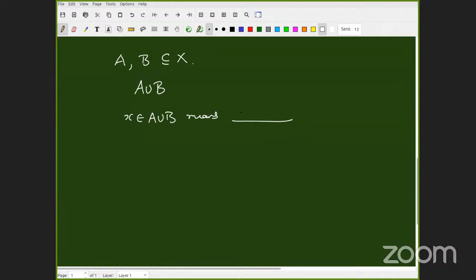X belongs to A or X belongs to B. Very good. Or X belongs to B. With one more condition also there. Where X will be? A or B, okay. If it is in A, then it is in X, right? It follows actually. So I want to describe it as a subset, right? Do you know A and B are subsets of X? Then A union B should also be a subset of X, right? So therefore, how should I start describing A union B?